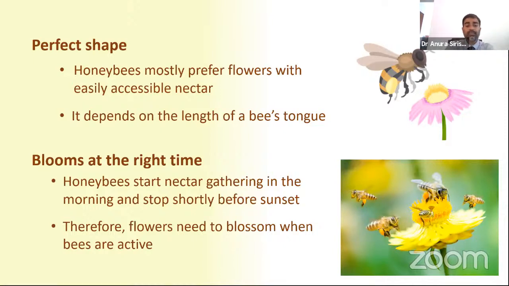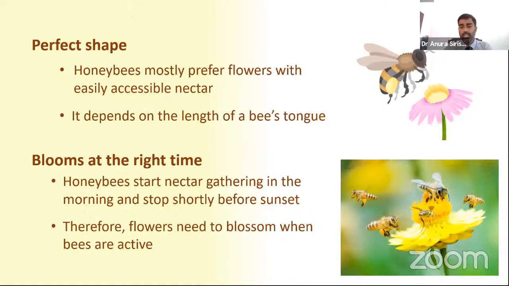Then the plant blooms at the right time. Some plants bloom during the night, so there is no use for the bees then. One of my friends told me that dosata is collecting nectar and pollen during the night also, but I'm not sure about that. I have never seen that. The flowering plants have to flower during the daytime if you are using them in this apiary.